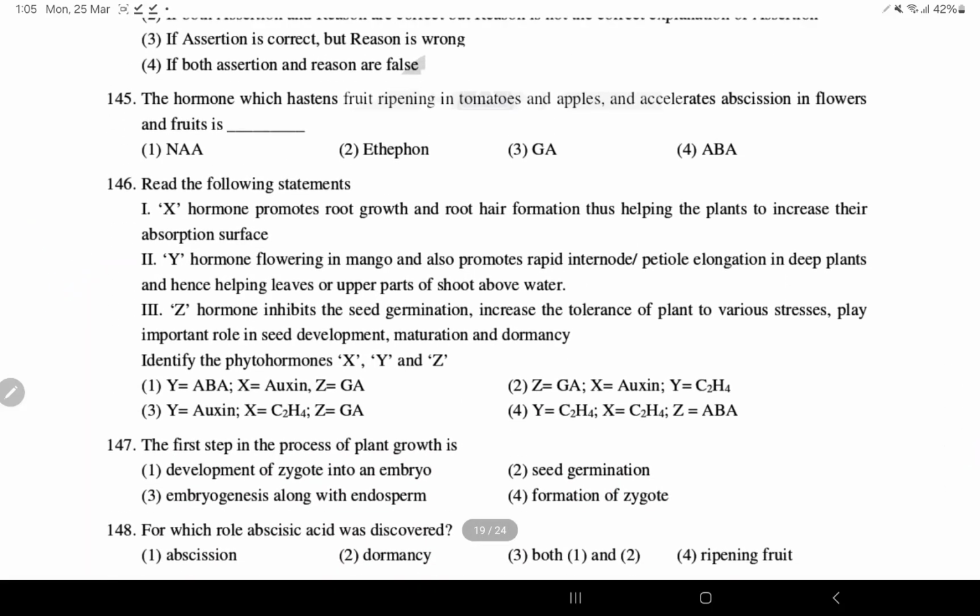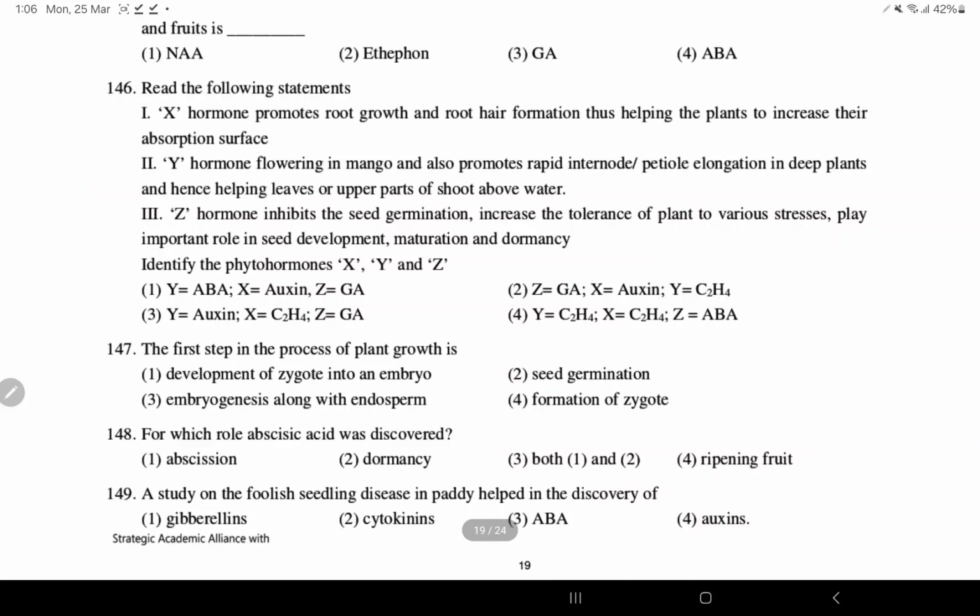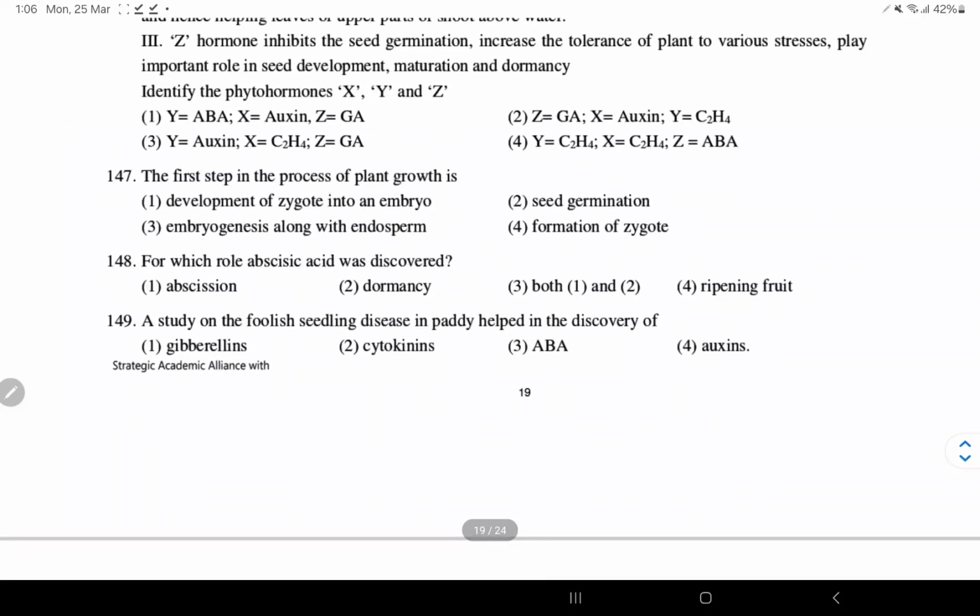The hormone which hastens the fruit ripening in tomatoes and apples and accelerates the abscission of fruits and flowers is ethephon. X is a hormone which promotes the root growth and root hairs, helps to increase their surface area. Ethylene. So X is ethylene. Y is flowering in mango. That is also ethylene. Internodal and petiole elongation in deep water plants. Z is a hormone which inhibits the seed germination. ABA. Option 4.